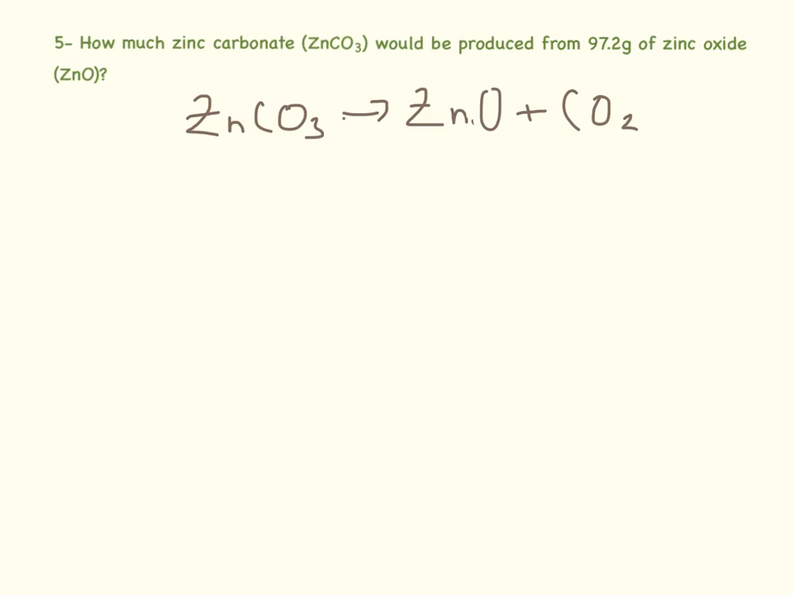This is the equation we're looking at, and in the question it mentions zinc carbonate and zinc oxide. So even though I've written CO2 down here, we actually don't need to worry about the CO2 at all. So this is our equation, and the first thing we need to do is to work out the masses of each of these. So we're going to need a periodic table and a calculator for this. And I'll just work you through it slowly for those of you that need the revision.